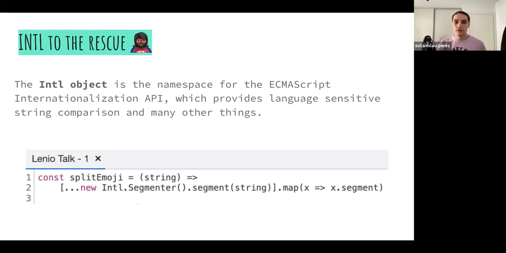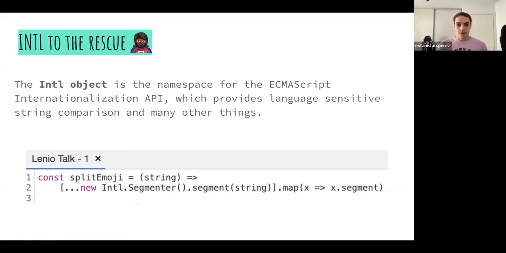Well, Intl to the rescue. The Intl object, for the ones who don't know, is the namespace for the internationalization API. It provides us a lot of methods and objects that will help us to manipulate strings, dates, numbers, arrays in different languages and in different writing systems. It's very useful, for example, when our website is growing quickly and we want it to support different languages, and we want, for example, the date that we are currently showing in Spanish to be shown in English with the English format, which is month, day, year. Well, we should use Intl because it's a good practice.